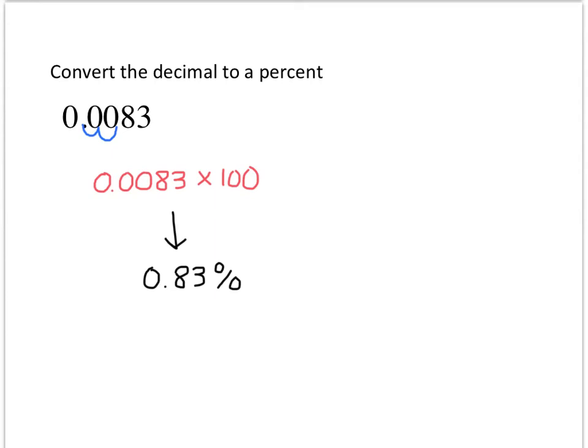This makes sense. If I go back to my decimal, I actually notice that I don't have anything in the tenths or the hundreds places, so it makes sense that I have less than 1 out of every 100.